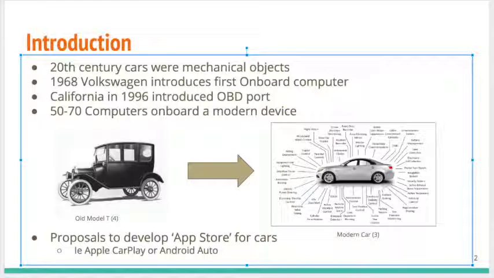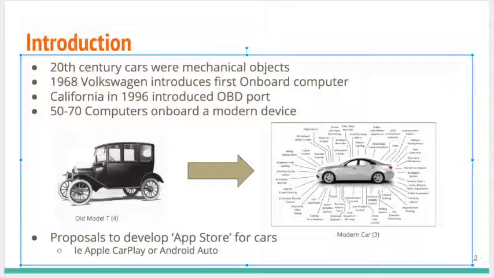For the most part of the 20th century, cars were mainly mechanical objects. They had a simple system of a fuel injector and some wheels, and that pretty much drove the entire car. By 1998, Volkswagen introduced the first onboard computer, basically to monitor the real-time tuning of its fuel injection systems. California in 1996 introduced the first OBD port, or onboard diagnostics port, to monitor all these electronic systems.